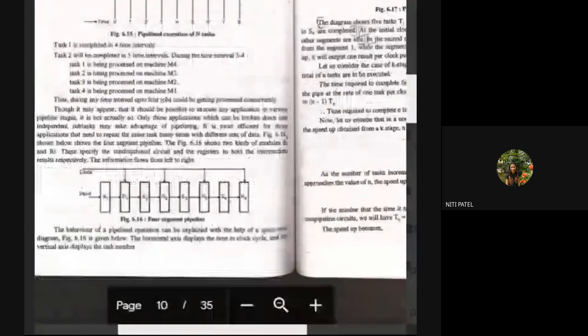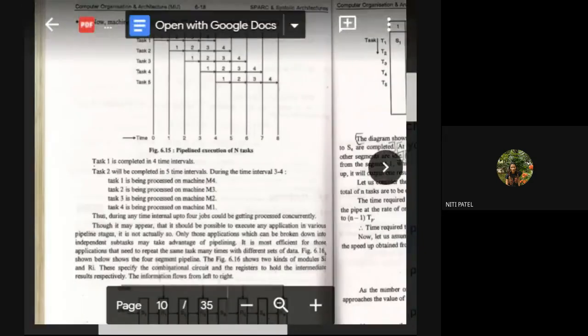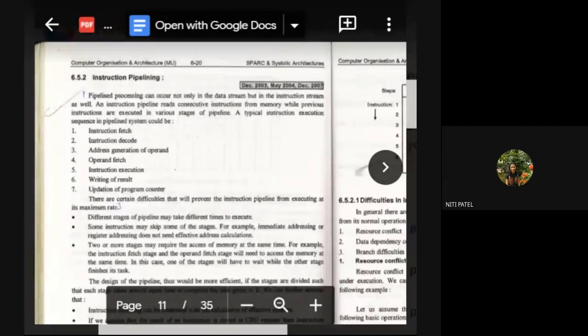Okay, now to make this more clear, let us see this diagram. Instruction pipeline. How can I achieve this pipeline of task 1 and 2? By using the concept of instruction pipelining. Your instruction which goes to the system for execution will be executed in a sequence. What kind of sequence? First, there will be an instruction fetch, then the instruction will be decoded, then the address of your operand will be generated, then your operand will be fetched, then the instruction will be executed, then the result of that execution will be returned, and your program counter will be updated.